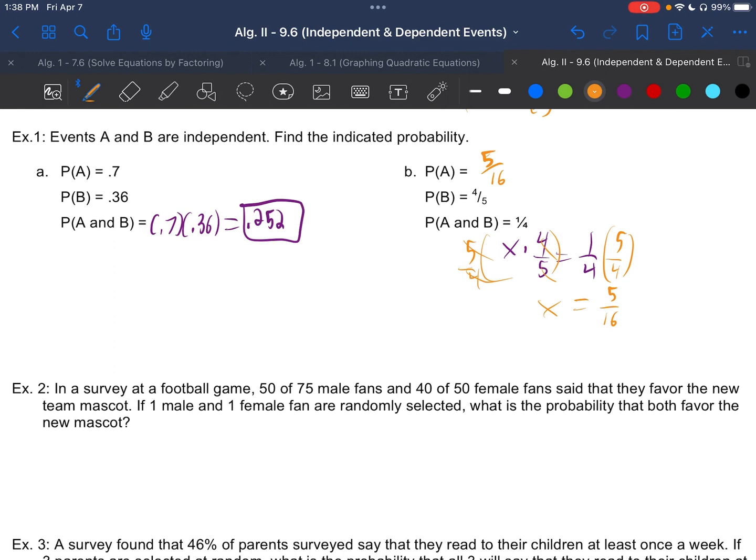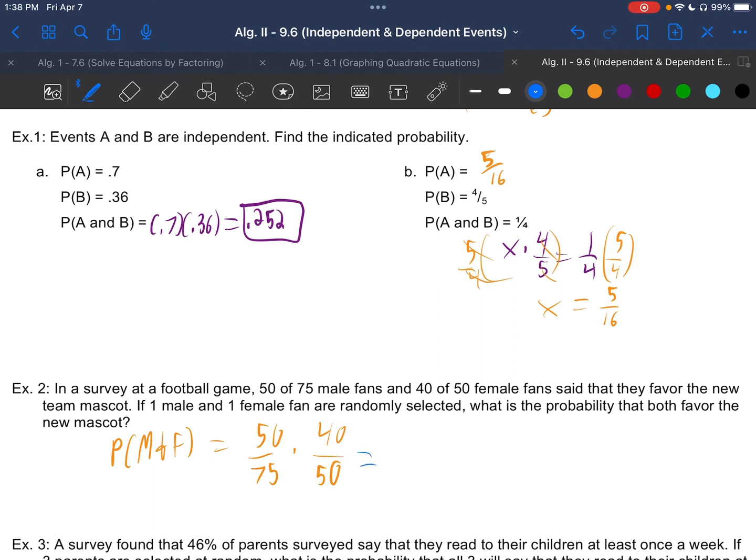And whether you select a male randomly that favors or doesn't favor, whether the female fan favors or doesn't favor has no impact on that. So here we do the probability that the male and the female favor it. So you do the probability of the male, which is 50 over 75, times the probability of the female favoring it, 40 out of 50 of them do in this survey.